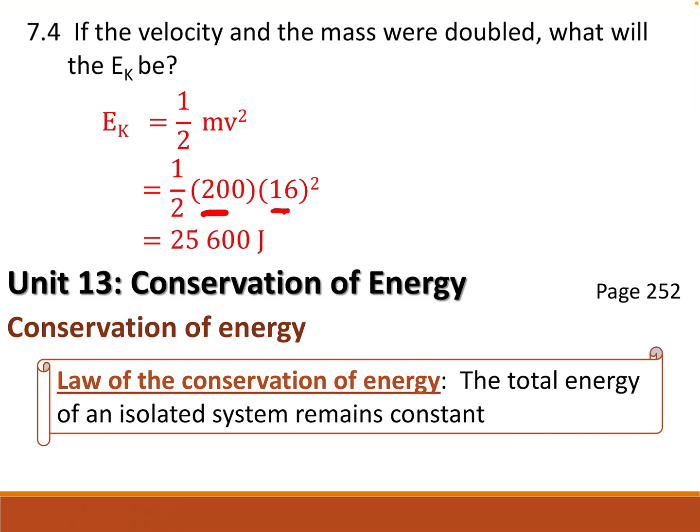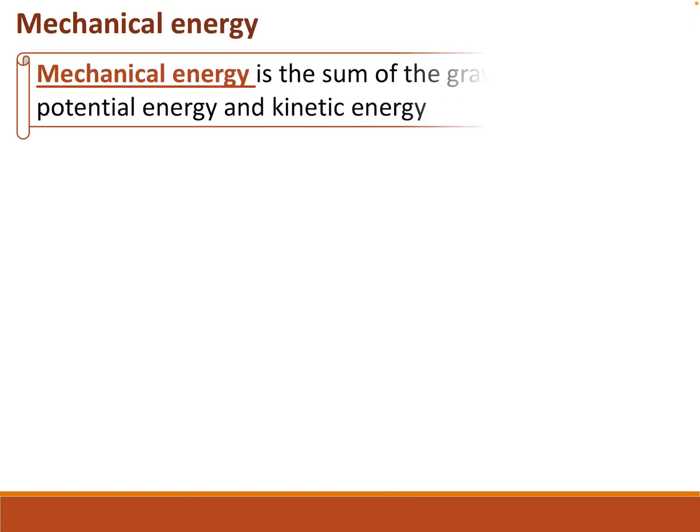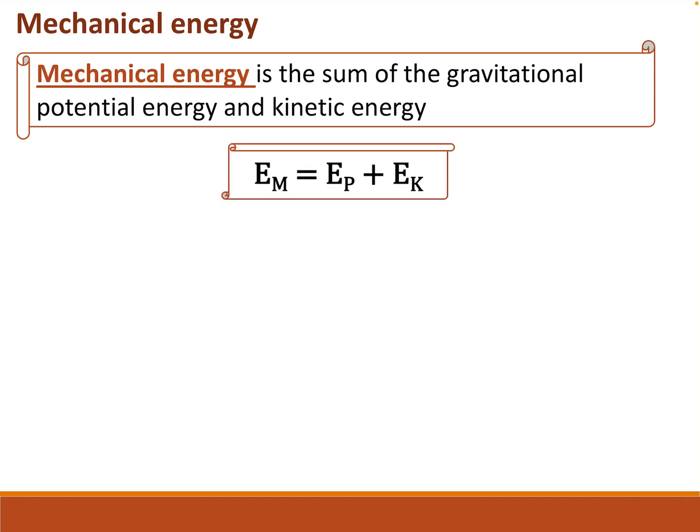In fact, the total energy in the world remains constant. Energy cannot be created or destroyed. It can only be transferred from one type of energy to another. So what we're going to look at specifically is mechanical energy. Mechanical energy is the sum of the gravitational potential energy of an object and its kinetic energy. This is all energy to do with its motion and its position. So mechanical energy is potential plus kinetic.